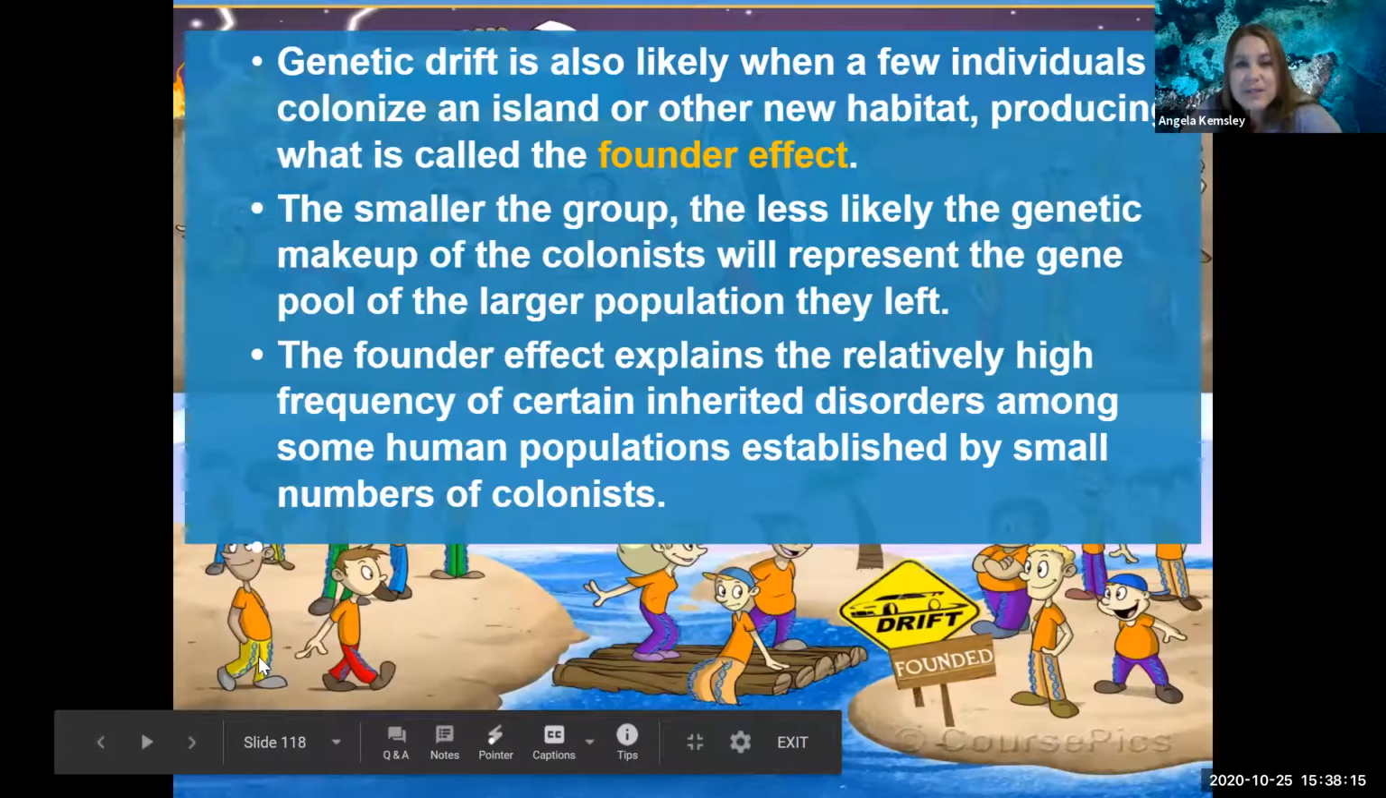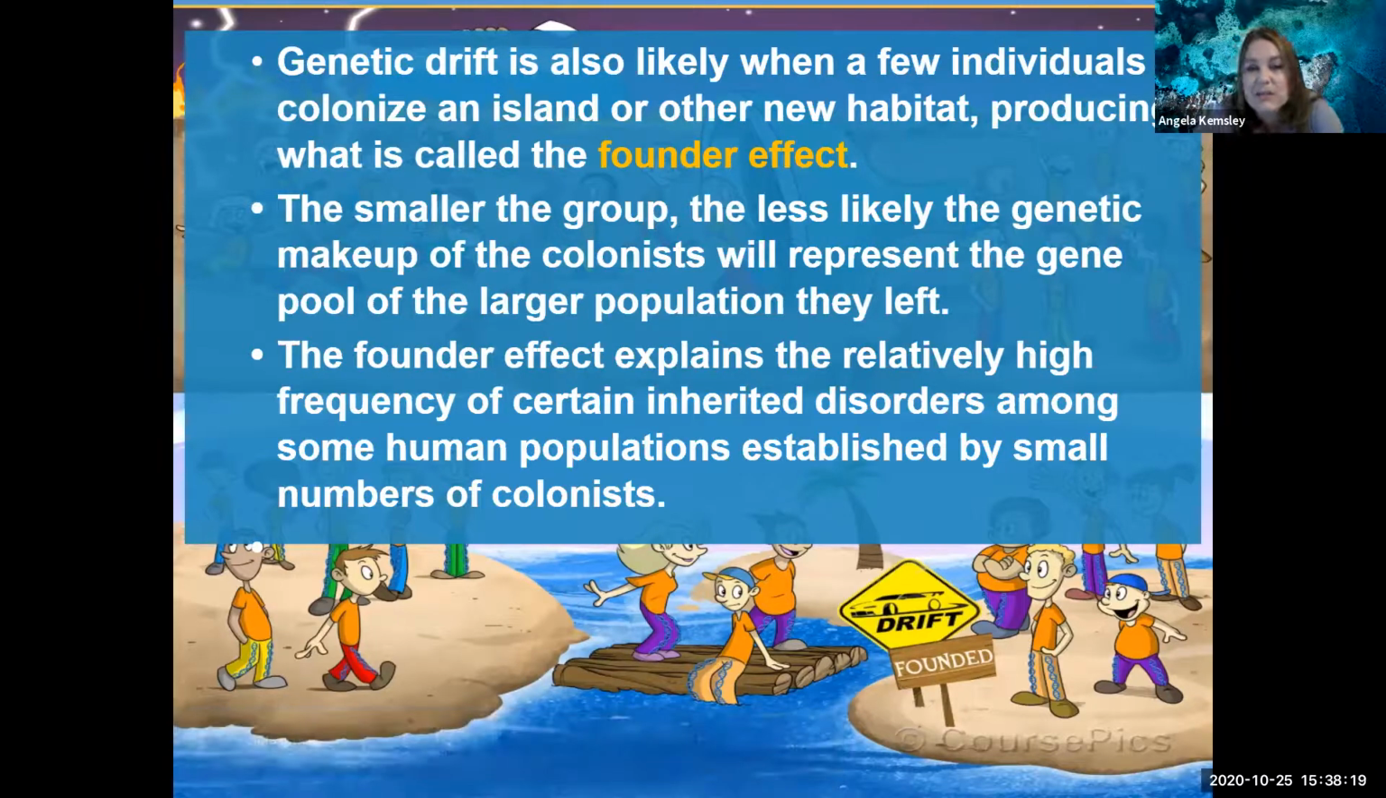So genetic drift is also likely when a few individuals colonize an island or other new habitat. This produces what's called the founder effect, since they're the founding members of this new population. Again, the smaller the group, the less likely the genetic makeup of the colonists will represent the gene pool of the original population that they just left. And the founder effect explains the relatively high frequencies of certain inherited disorders in some human populations established by a small number of colonists.